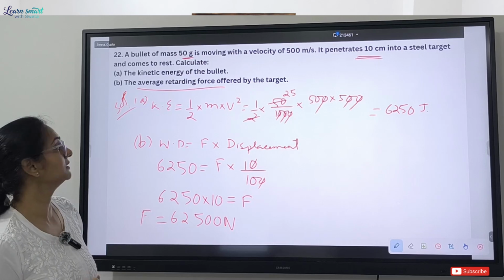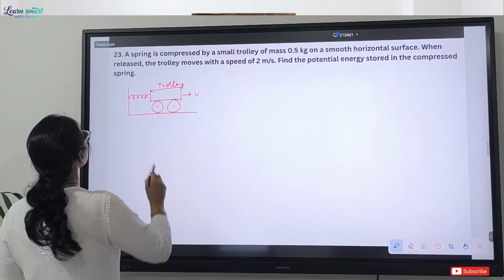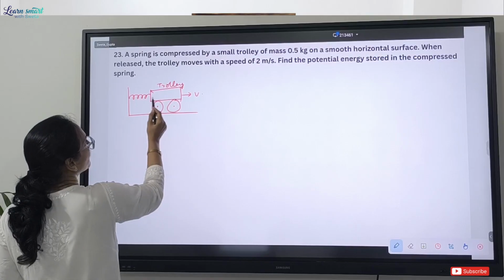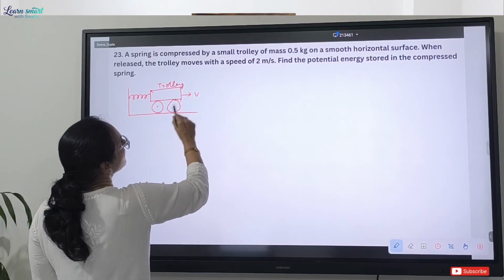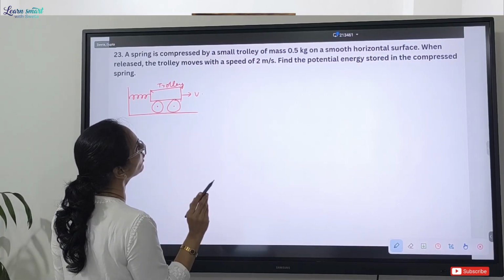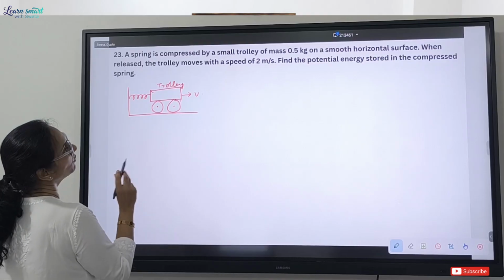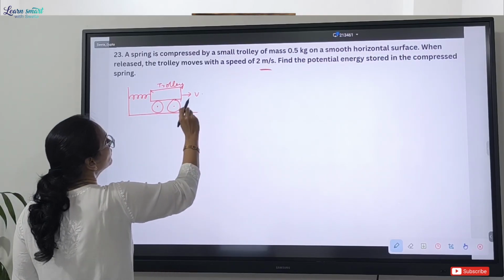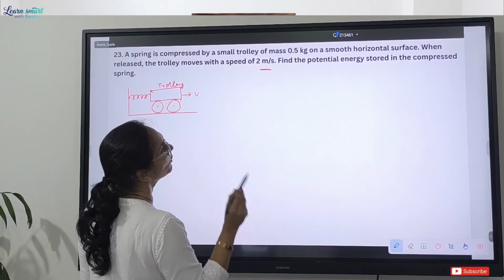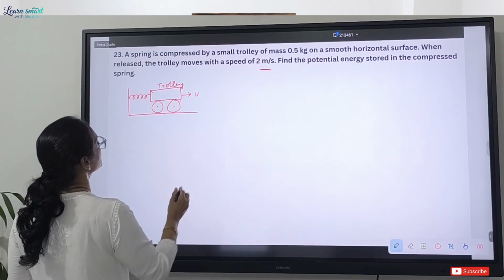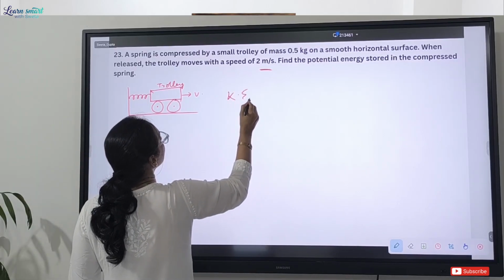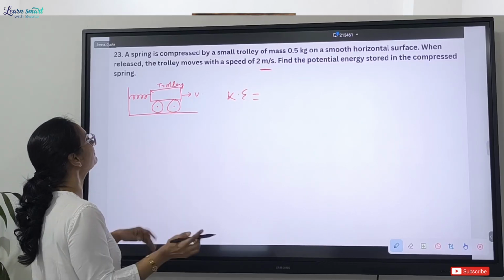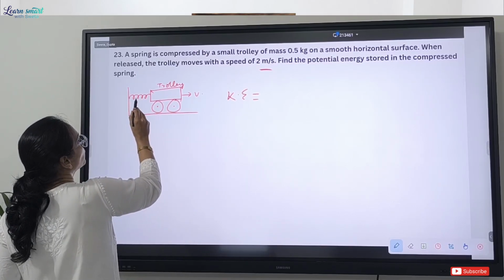Let's see the next question, the last question. So the question is, a spring is compressed by a small trolley. This is the spring, this is compressed by the trolley. And trolley's mass is 0.5 kg on a smooth horizontal surface. When released, the trolley moves with a speed of 2 meters per second. The trolley is moving with this speed. We have to find the potential energy stored in the compressed spring. So kinetic energy we will calculate of the trolley. Whatever is the kinetic energy, that same energy is the energy stored in the spring.